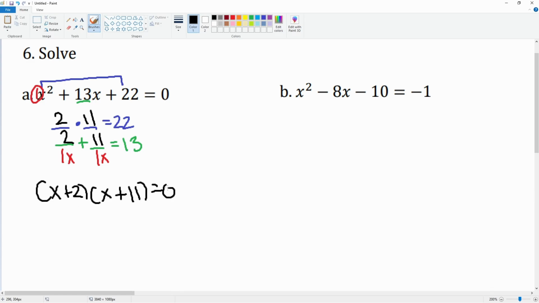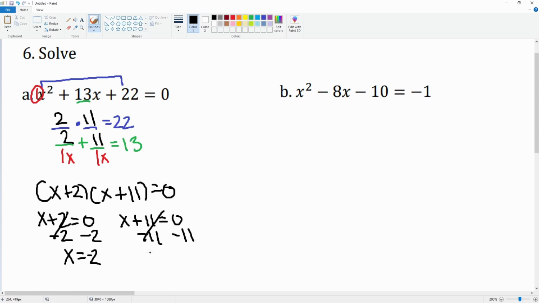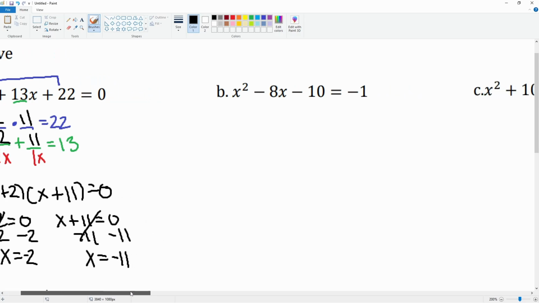Next, now that it's all in factored form, we can set each factor equal to 0 and solve. x plus 2 is equal to 0, x plus 11 is equal to 0. For x plus 2 equal to 0, we subtract 2 from both sides. This cancels, leaving you with x equals negative 2. For x plus 11 equals 0, we subtract 11 from both sides. This cancels, leaving you with x equals negative 11. So your two solutions are x equals negative 2 and x equals negative 11.